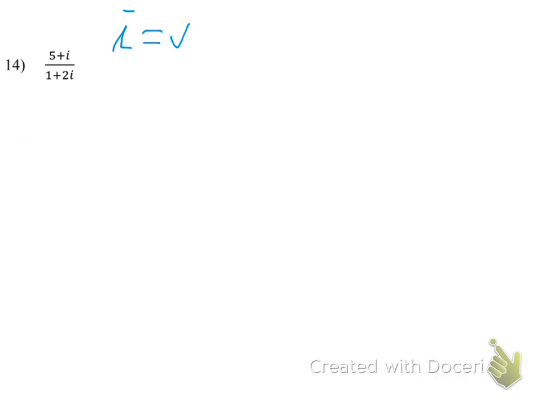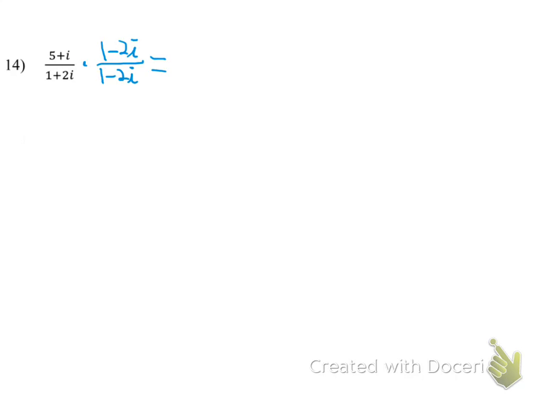In order to get rid of that, we need to multiply the top and bottom by something. And remember, whatever you multiply to the bottom, you must do to the top. In order to get this into a real number, we need to multiply top and bottom by its conjugate. So again, the conjugate of 1 plus 2i is 1 minus 2i, and we're multiplying that to top and bottom. So this is going to take a bit of work here.